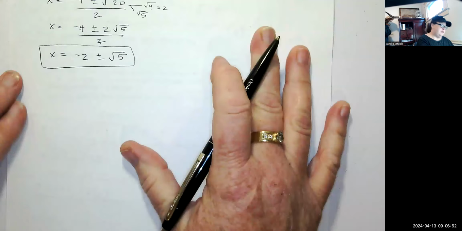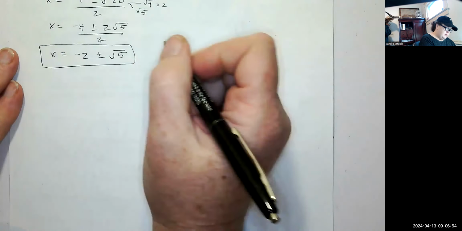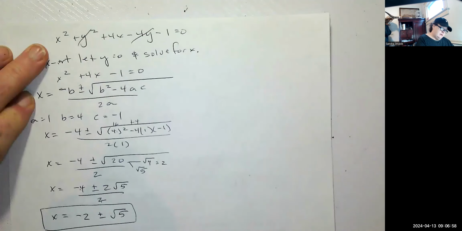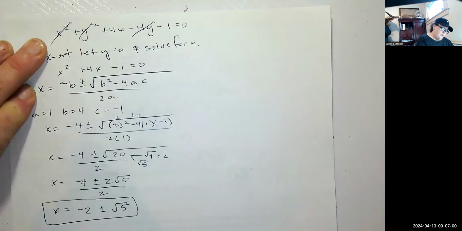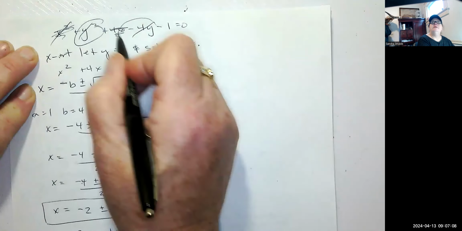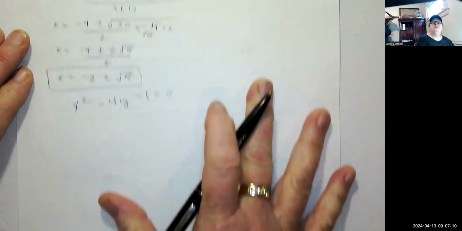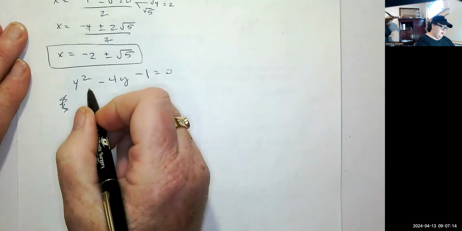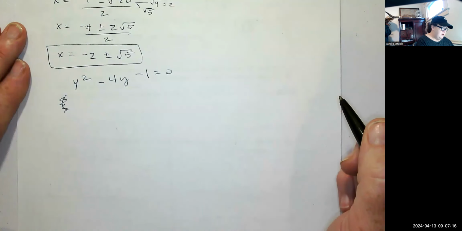I'm just going to come down here and do my y's. So the x squares are going to be gone now. And I've got y squared minus 4y minus 1 is equal to 0, because now my x's are going to be gone. I'm going to have this, this, and this. I can't factor this one either. So how am I going to do that one?